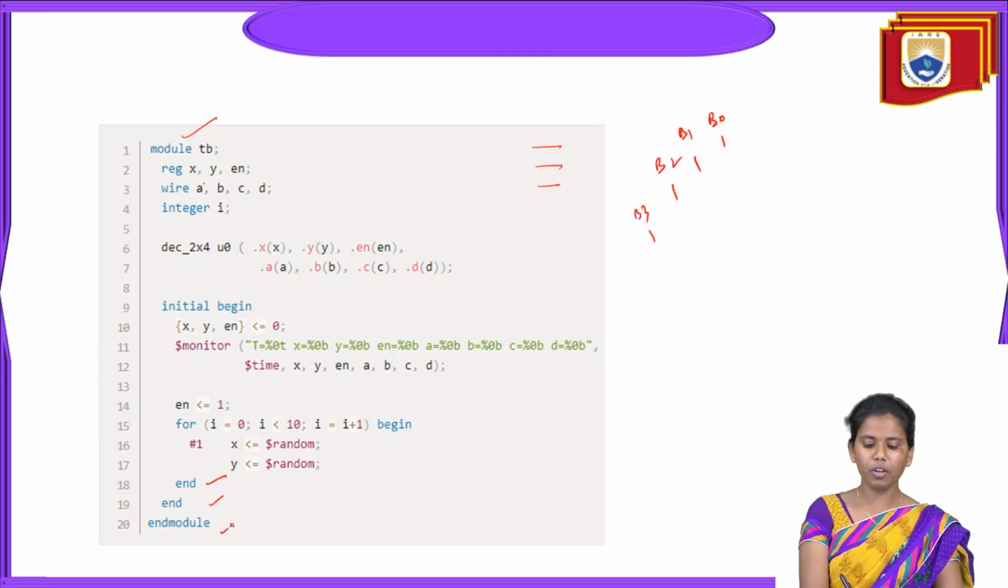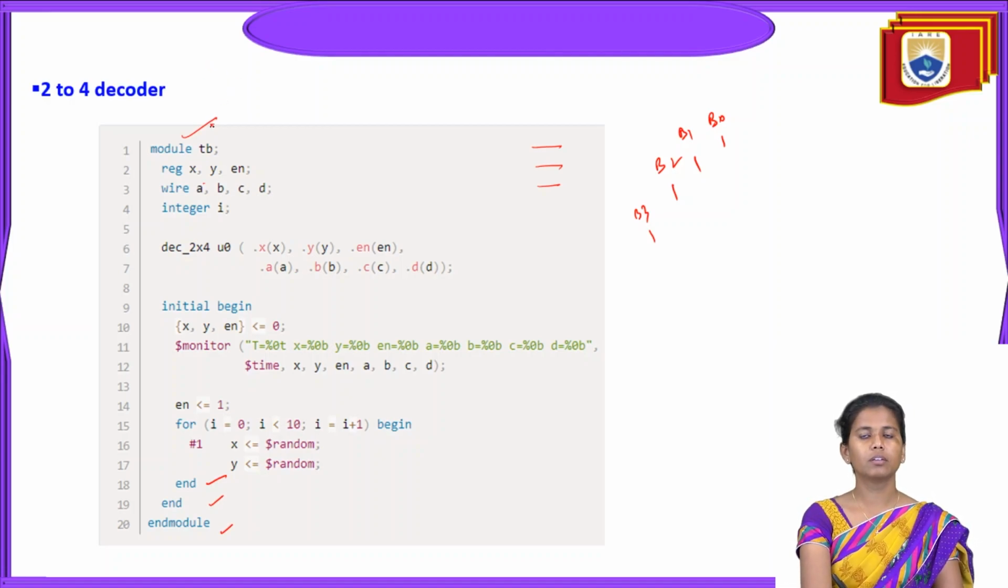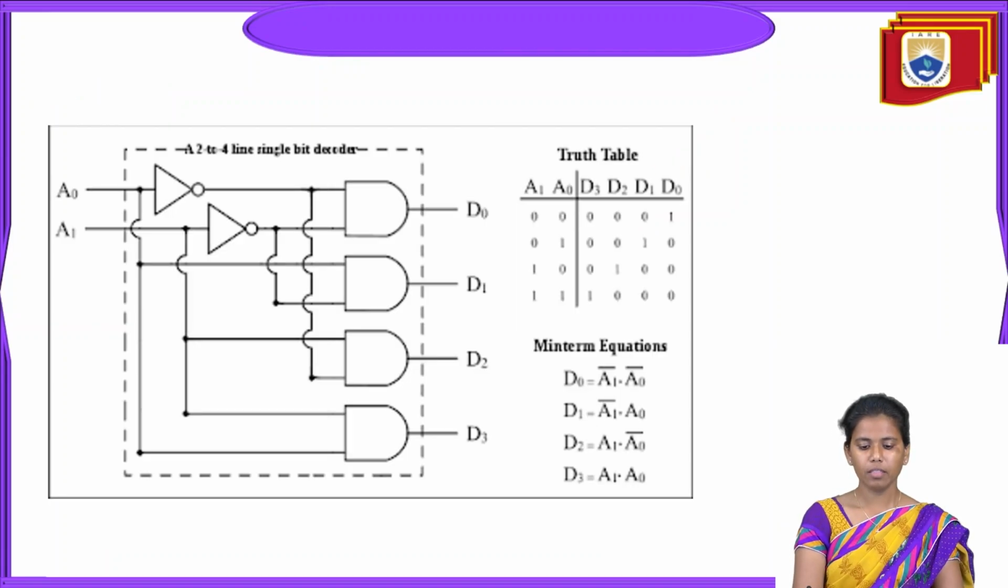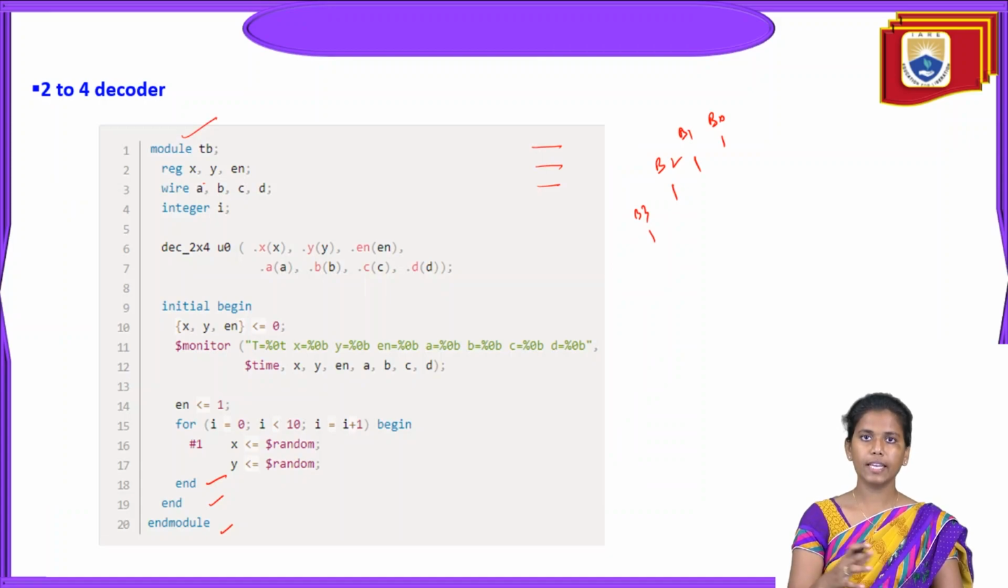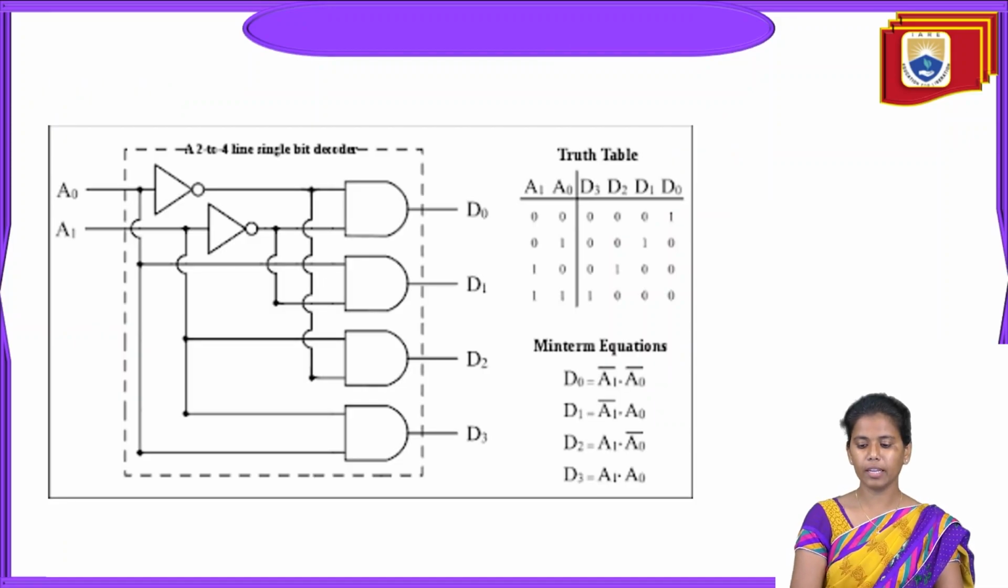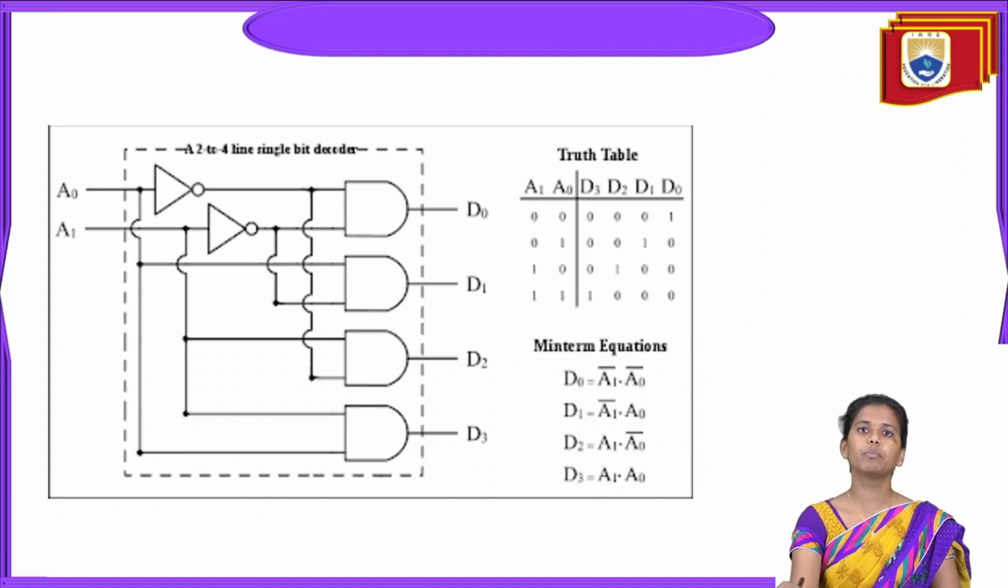Then endmodule. So this is how the 2x4 decoder coding part can be written with the help of an if-else statement. We can write this code in terms of a case statement, and also in terms of an if-else statement as well, right? Then after writing the code, the second thing is we have to draw the circuit diagram as well as a truth table. And from the truth table we can get the expressions, right?